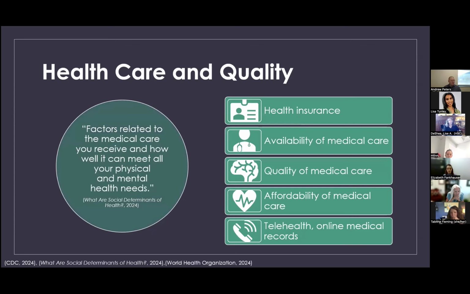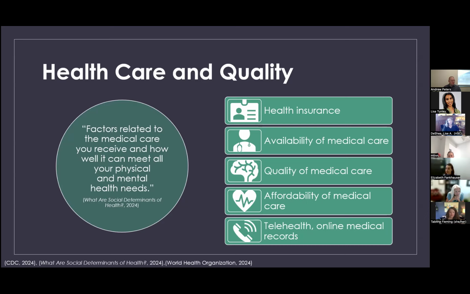The second factor or example of social determinants of health is healthcare access and quality, which is defined as factors related to the medical care you receive and how well it can meet all your physical and mental health needs. A further example of this would be health insurance. A lot of people are not able to have health insurance and therefore are less likely to get health problems checked out since they cannot afford medical care.